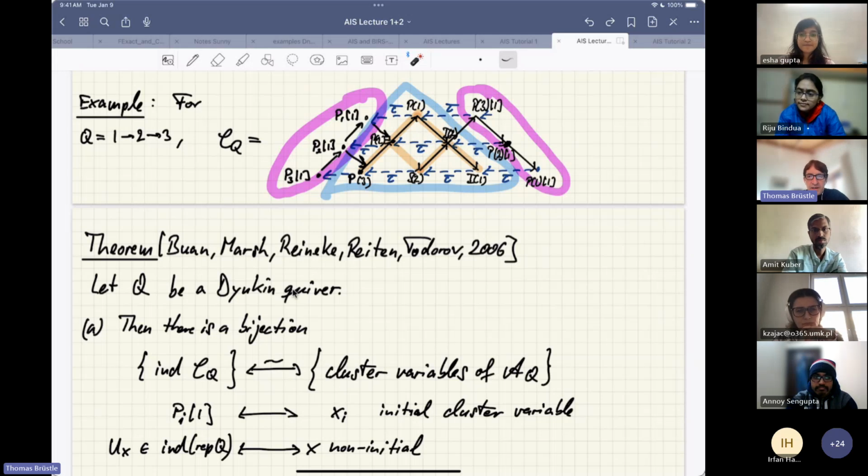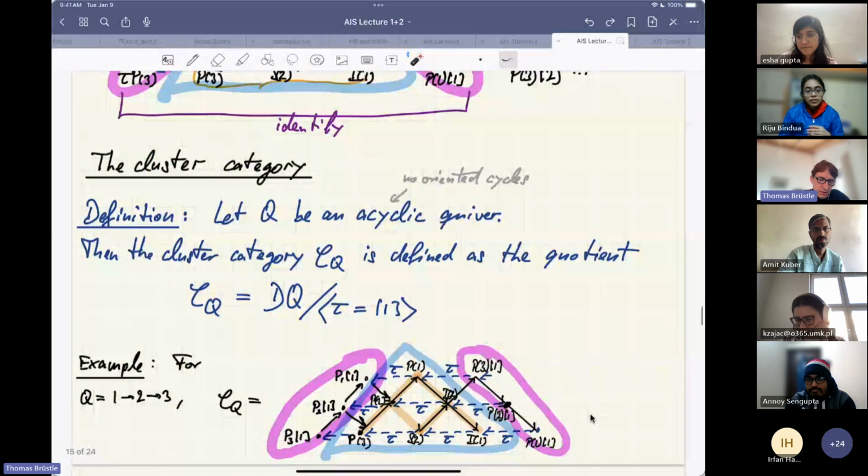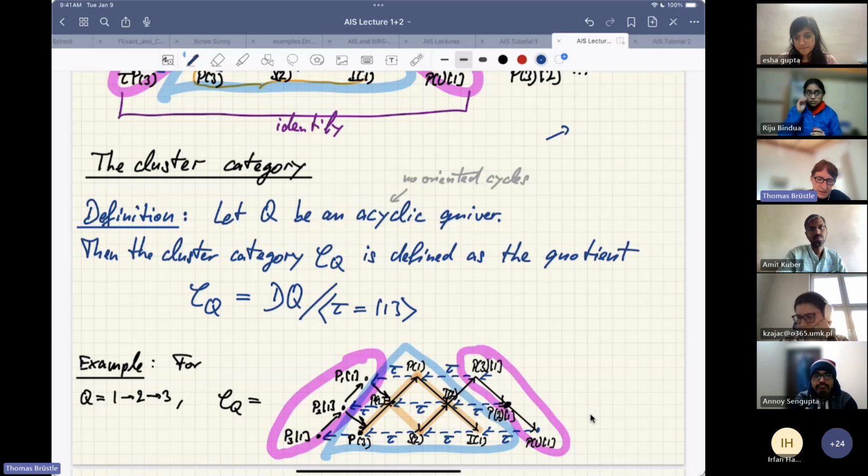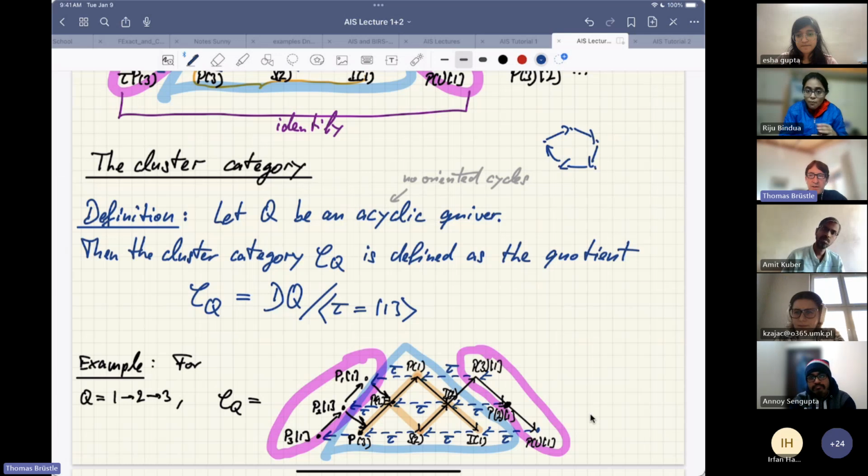Give me a second. I see there are some questions in the chat. So first, about no oriented cycle: it means that we do not have a cycle of arrows that gives rise to an oriented path. So this is an oriented cycle, and I do not allow oriented cycles. Okay?